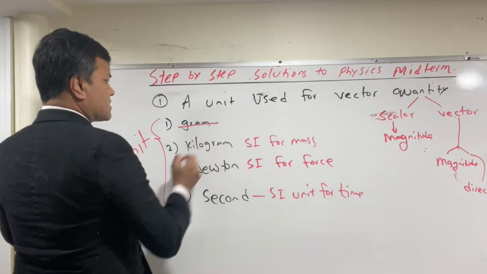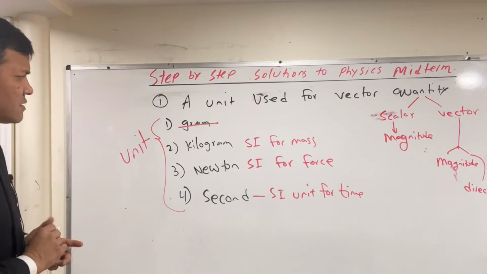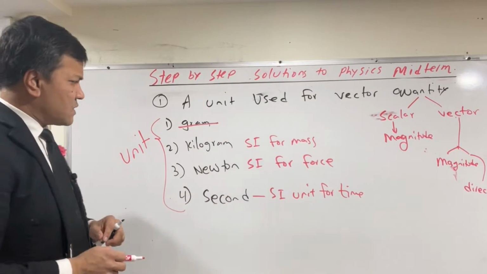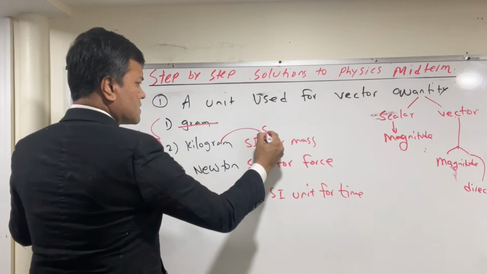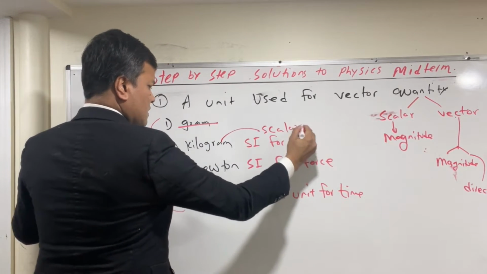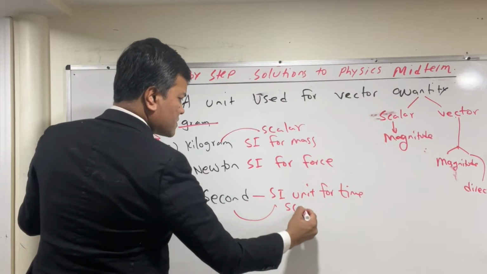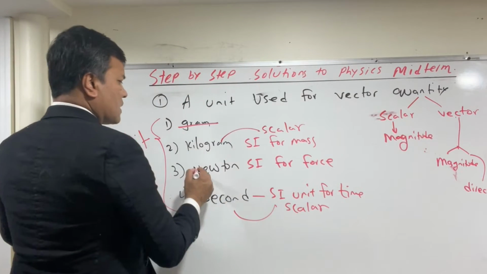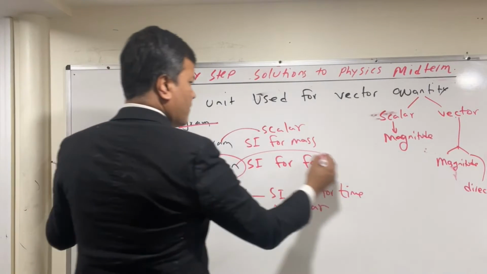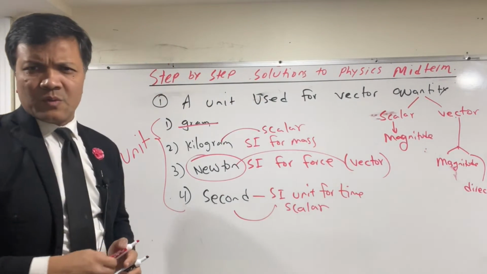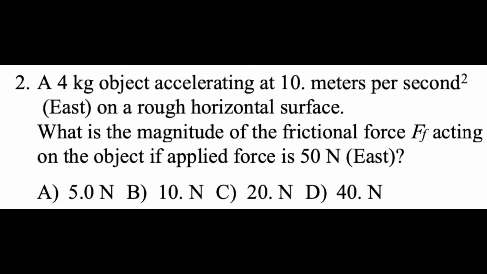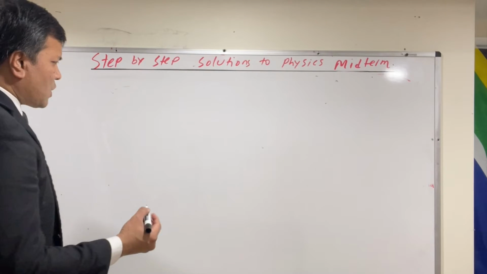This is not SI unit. This is just unit, but not SI unit. This is scalar. This is also scalar. This is vector. That was the problem number one. That takes us to problem number two.